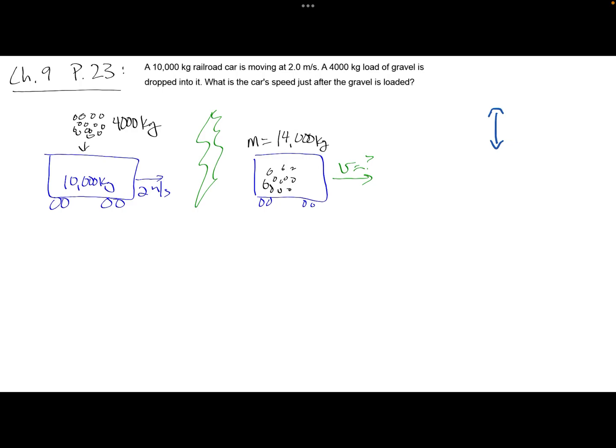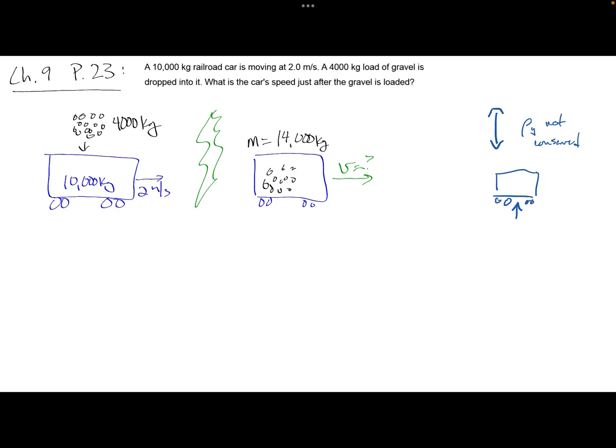The gravel that's dropped into the railroad car collides with the railroad car. But that's not the only force acting on our objects. The railroad car is experiencing an upward force from the ground, and that upward force from the ground prevents it from moving. So while there is a collision in the vertical dimension, momentum in the vertical dimension is not conserved. There's not really much we could do about that.